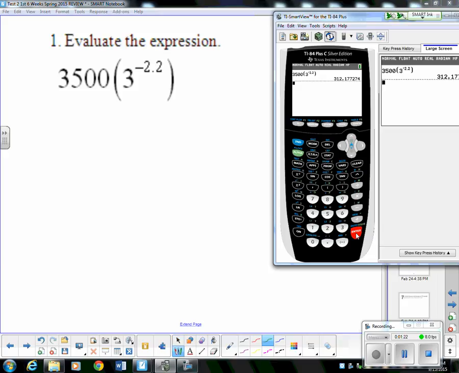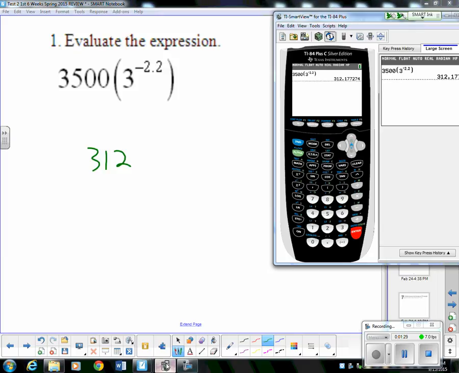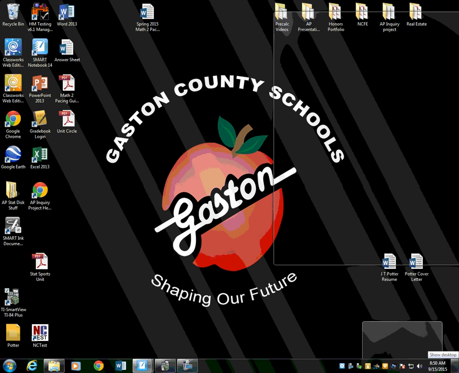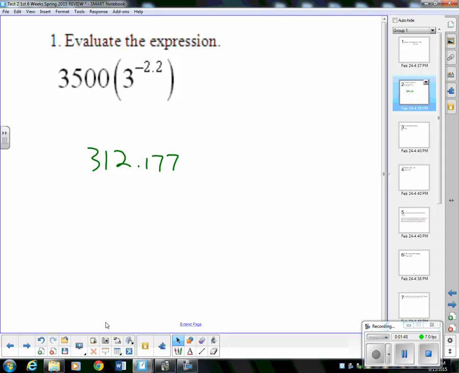If you're writing this out open-ended, then you just simply write out 312.177. My standard rule is to round to 3 decimal places unless you're told otherwise. Pretty straightforward question. Hopefully, no one's going to have any big issues with that. And yes, the test will contain a few questions like that. Okay, next question.